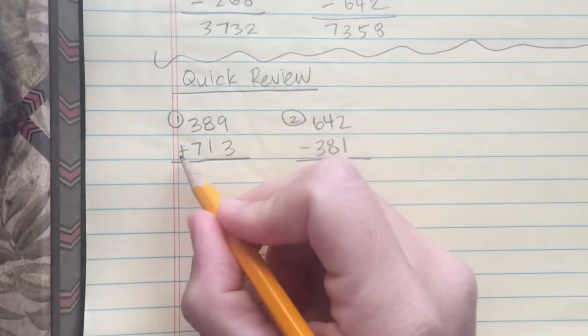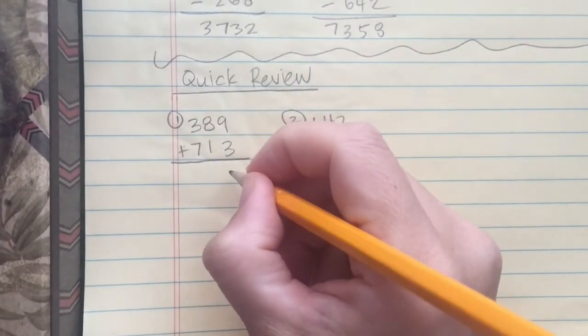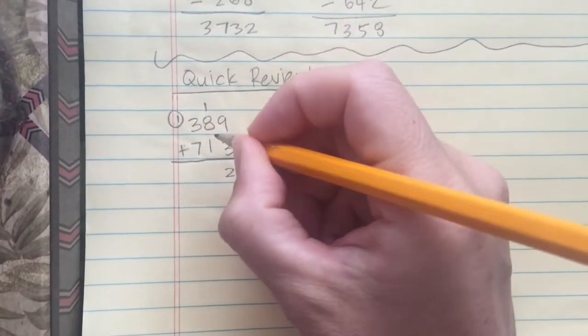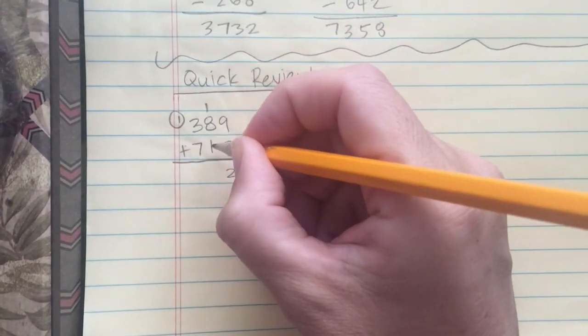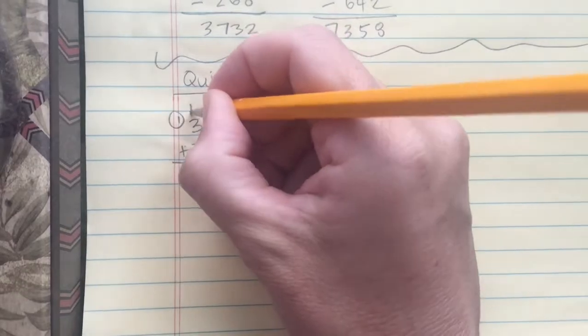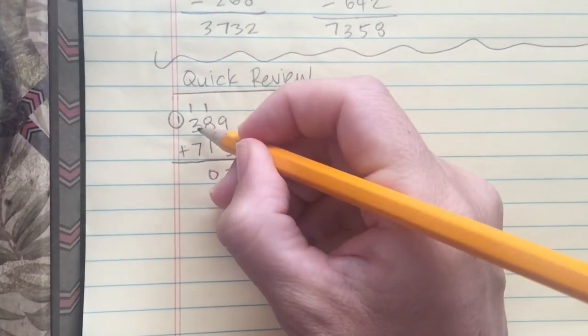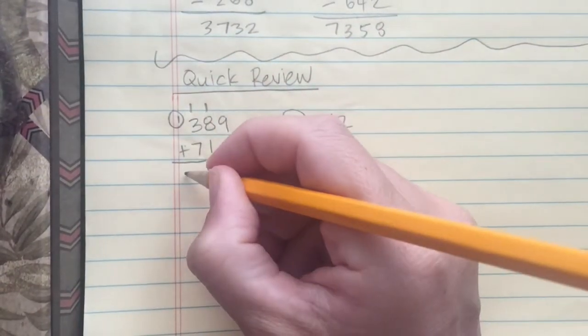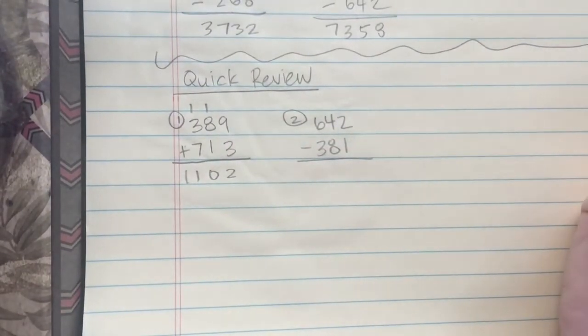All right, so for number one, we are adding. 9 plus 3 is 12. 1 plus 8 is 9. Plus 1 is 10. 1 plus 3 is 4. 4 plus 7 is 11. So you should have 11 and 2.